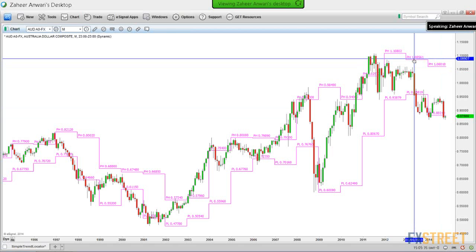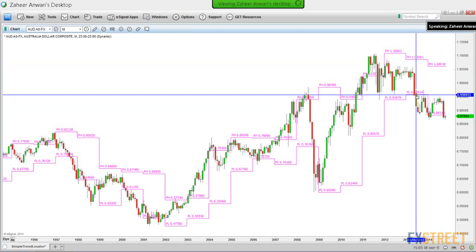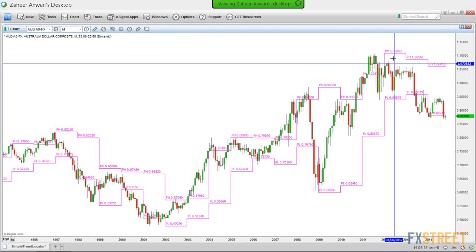This will be the high of 2012. This will be the low of 2012. The high of 2011, the low of 2011.